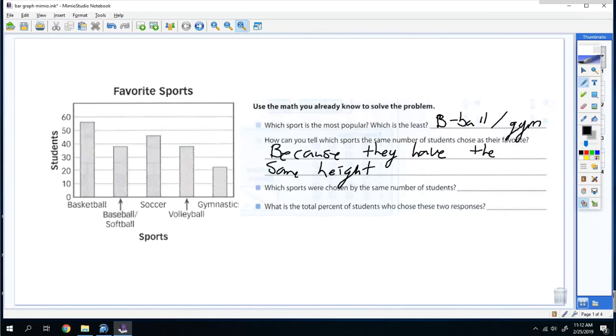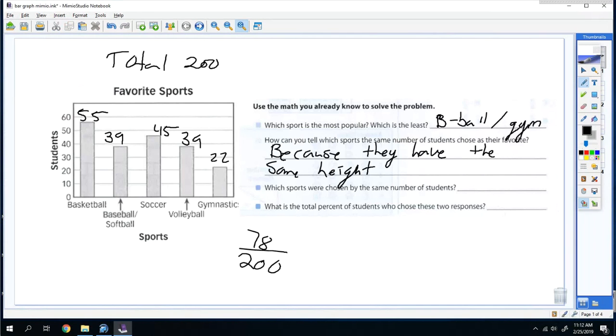Well, first off, I need to find my total. So this will say about 55, 39. Soccer would be 45. Volleyball, again, 39. Gymnastics would be 22. You add them all up, you get a total of around 200. So 200 students in total, and 78 of them chose baseball and volleyball.